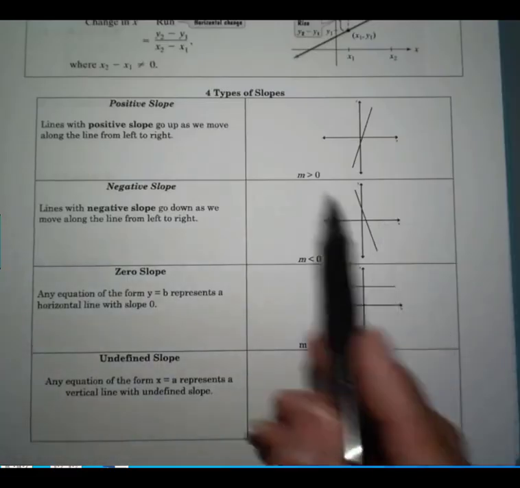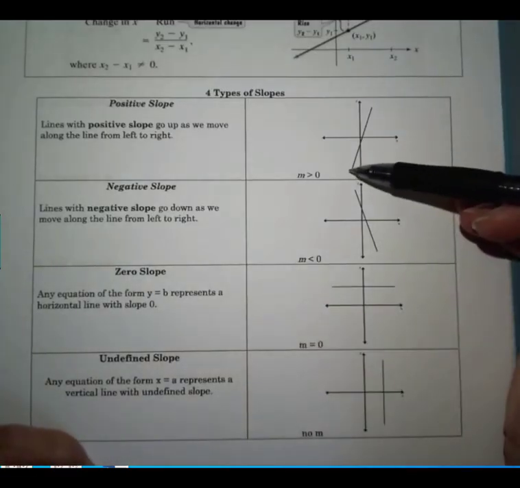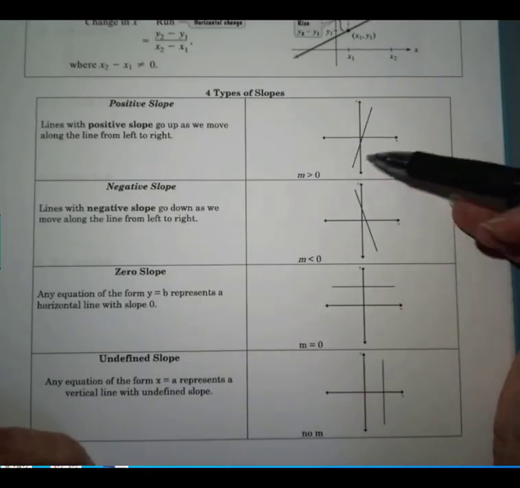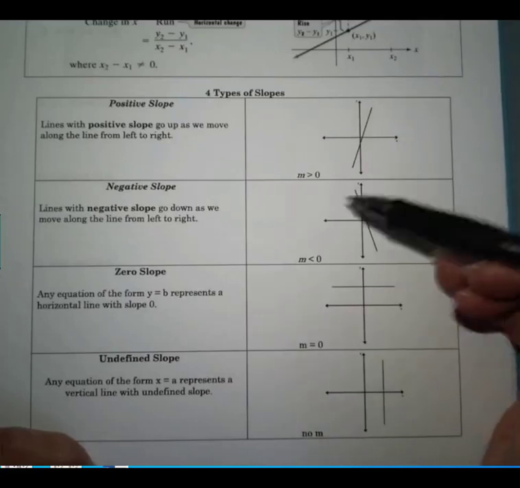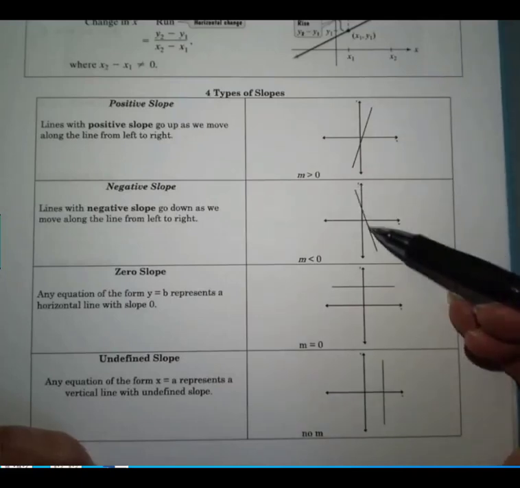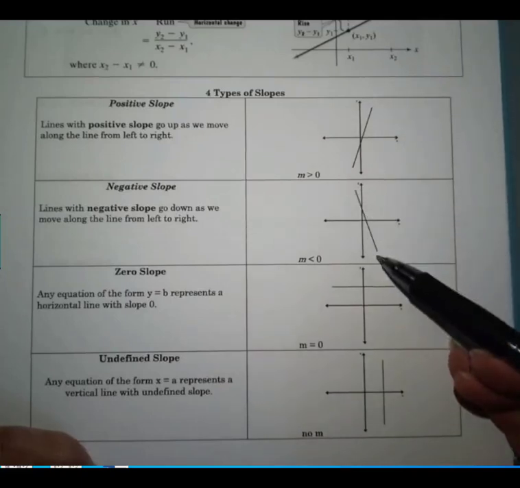be able to identify. One is a positive slope. As x increases, as you go from left to right, it's going to be like an uphill. The negative slope, of course, is the reverse of that. As we go from left to right, it'll go down.